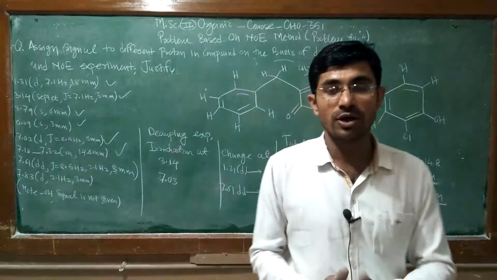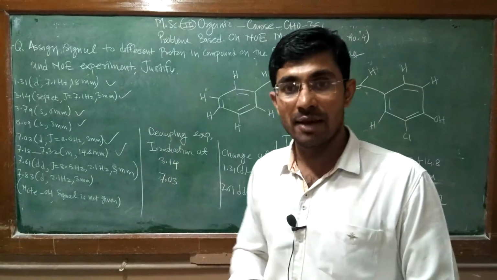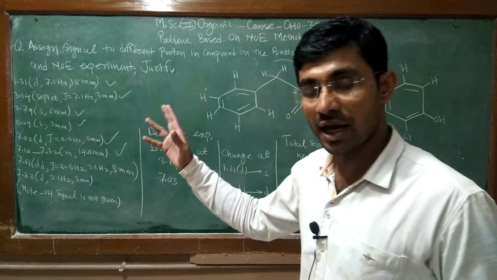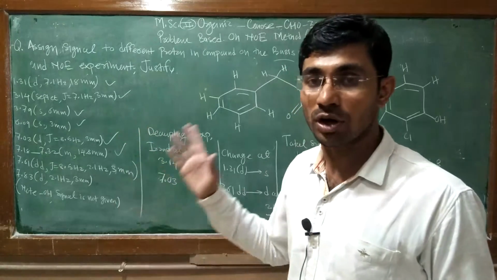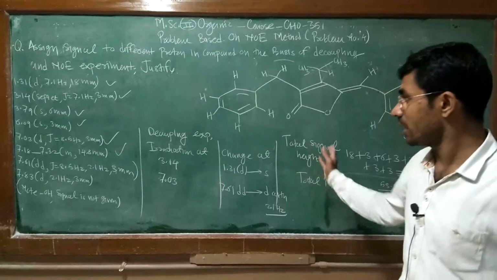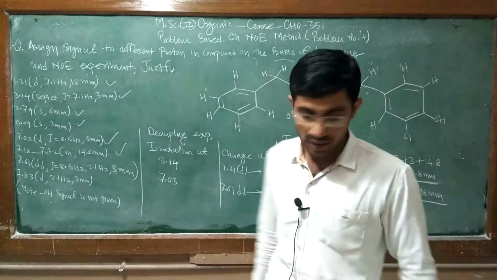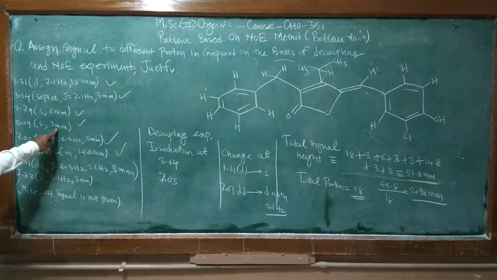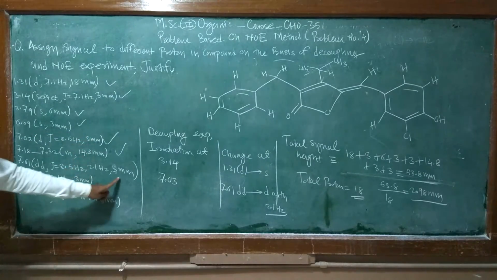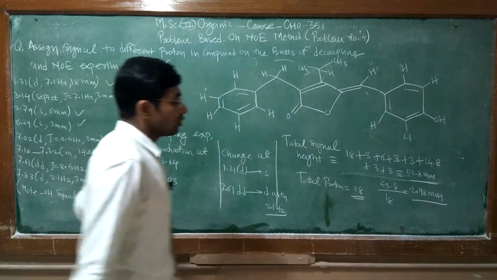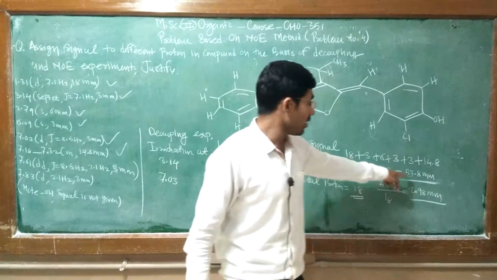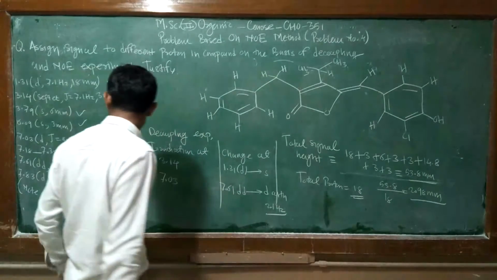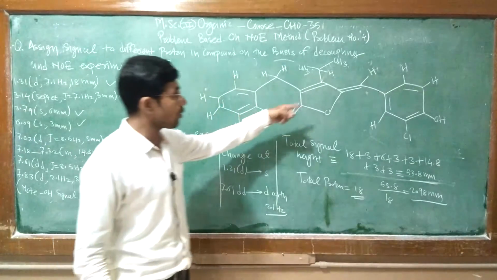For this, as you know very well, the signal height is given in mm. So firstly we calculate the total signal height. The total signal height comes out to be 18 mm, 3 mm, 3 mm, 6 mm, 3 mm, 3 mm, 14.8 mm, 3 mm, 3 mm. If you add all these values, it is 53.8 mm. Remember that in this compound the OH signal is not given.